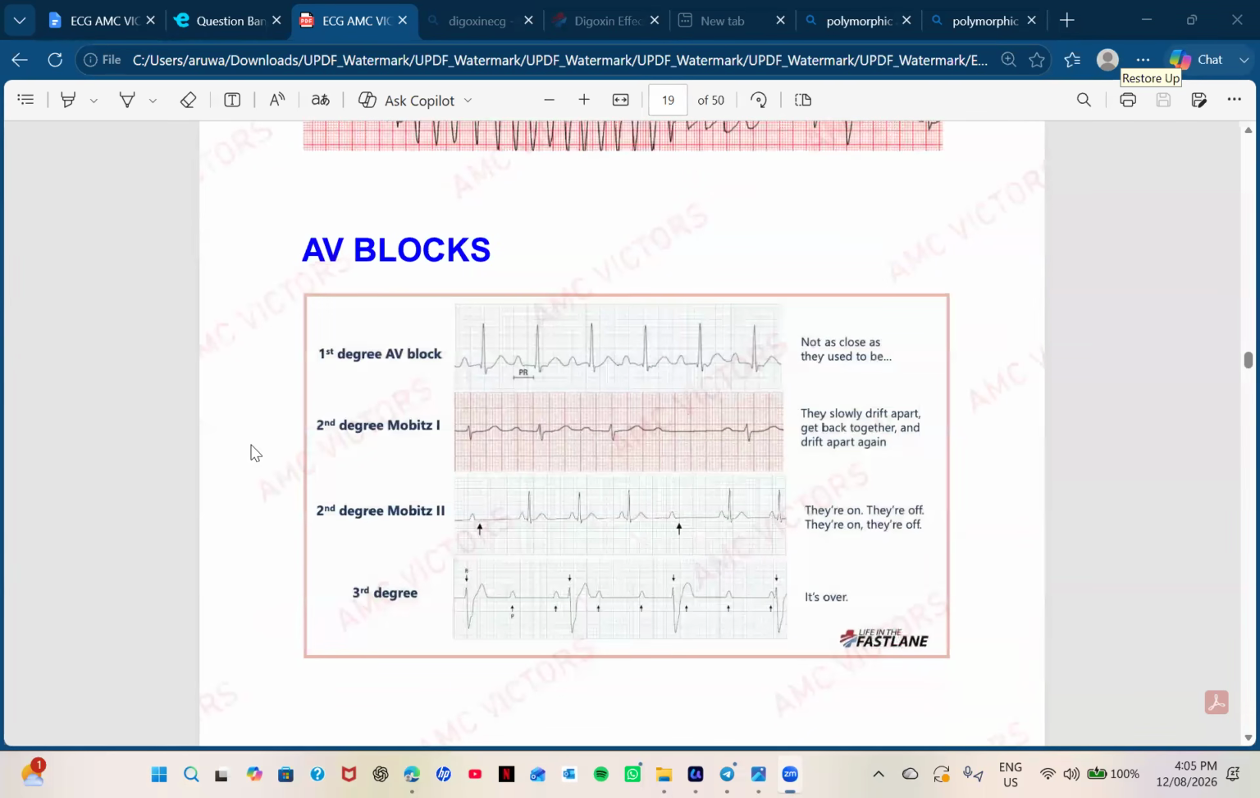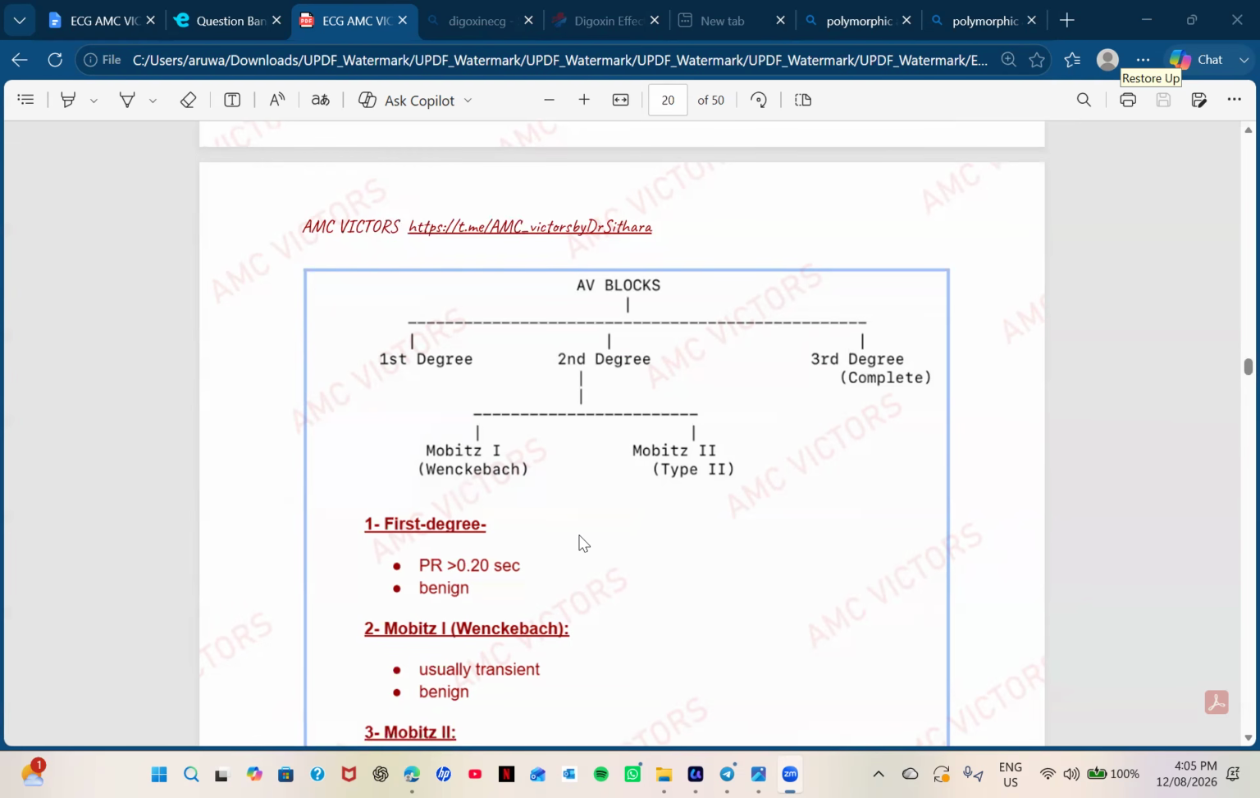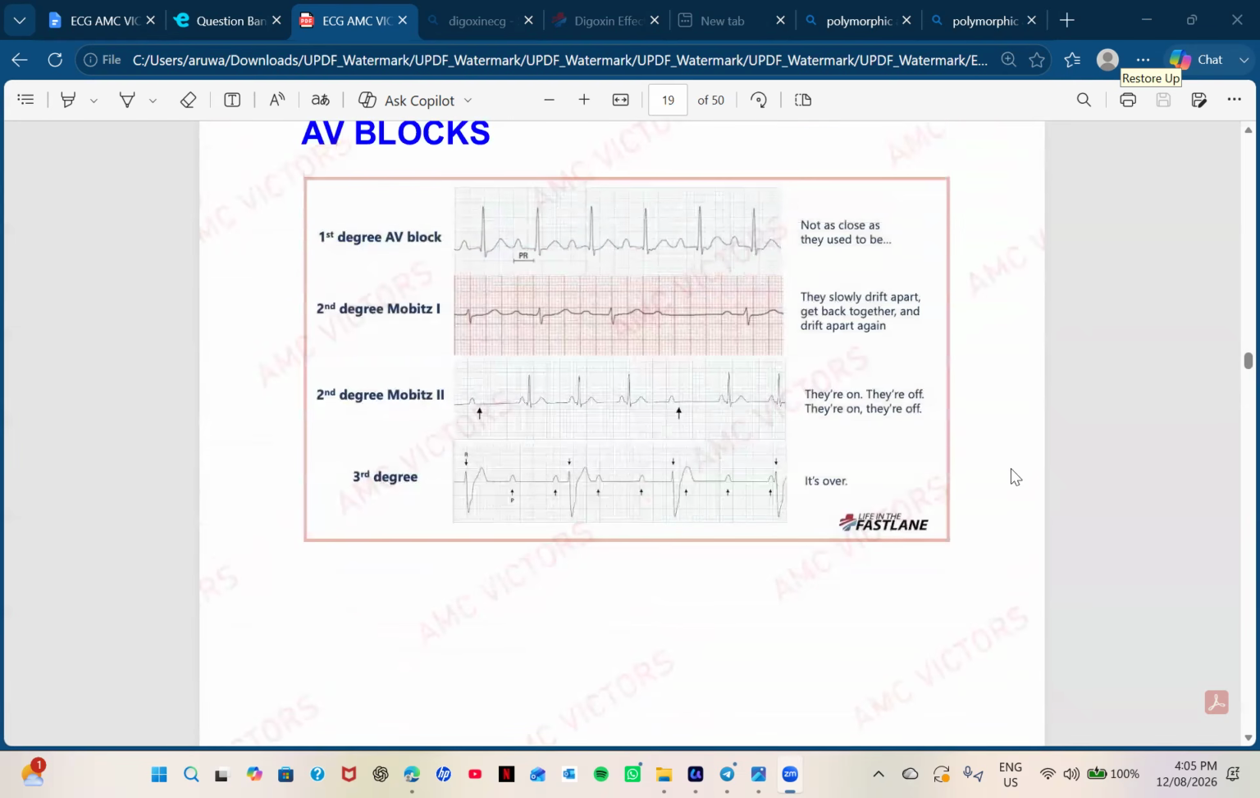Okay, let's discuss the AV blocks. What do you know about AV blocks? We have different degrees: first degree, second degree, and third degree. Second degree, again, we divide into Mobitz type 1 and Mobitz type 2. Mobitz 1, the other name is Wenckebach. And the third degree we call complete heart block, right? So AV blocks are very important.